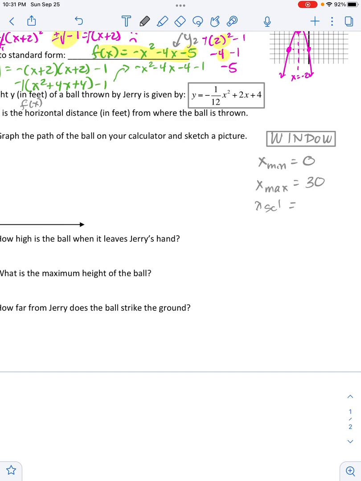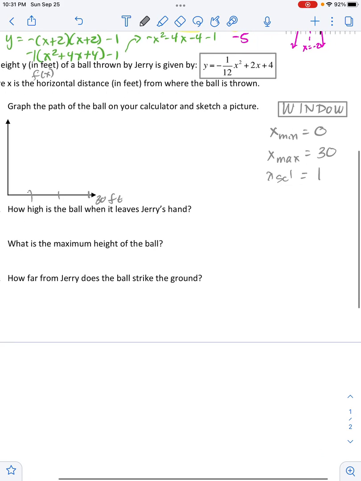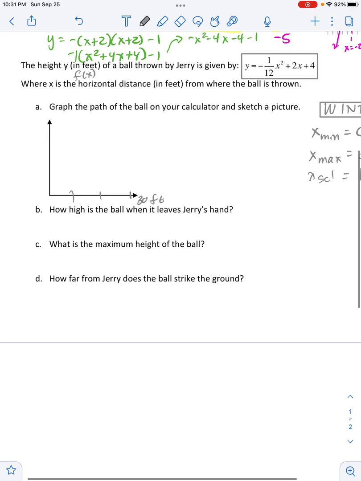So who cares? You're not making the graph. Let your graph do it however it wants. And that's going to be going forward. So I'm basically going from 0 to 30 feet, 10, 20, 30. And then for the height, like how high this gets, that's going to be my y's. So again, it doesn't make sense to go less than 0, because that's going to be the ground.